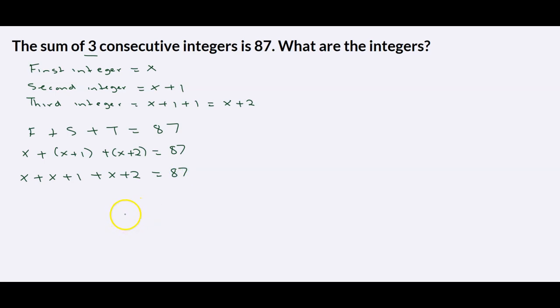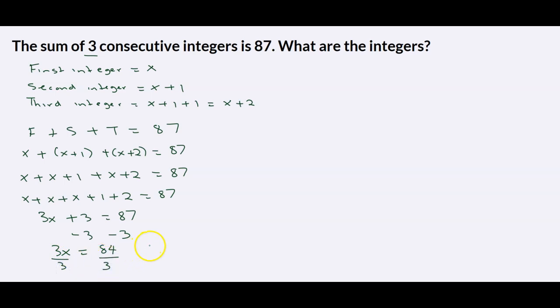Now we're going to group common terms together. That's x plus x plus x plus 1 plus 2 equals 87. So we have 3x plus 3 equals 87. Let's subtract 3 from both sides. We have 3x equals 84. And then we divide both sides by 3, and we have x equals 28.